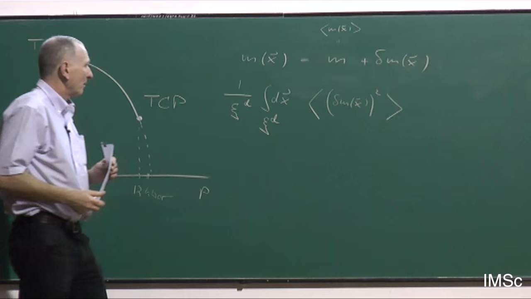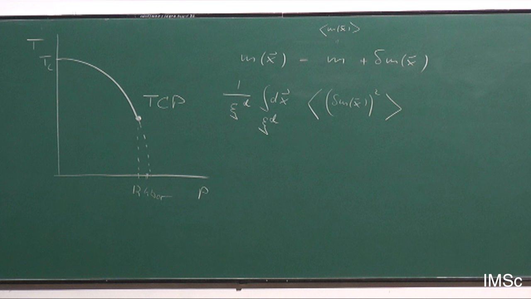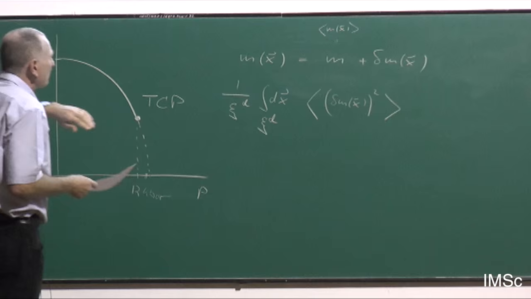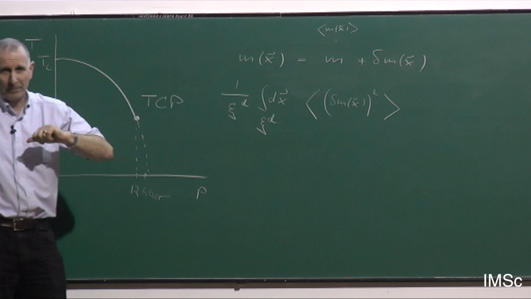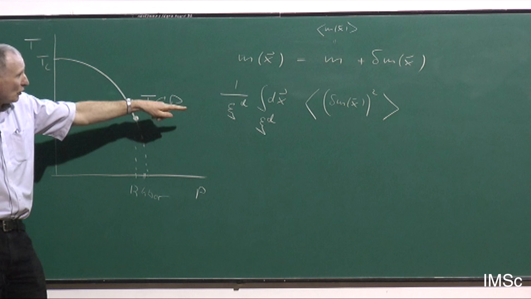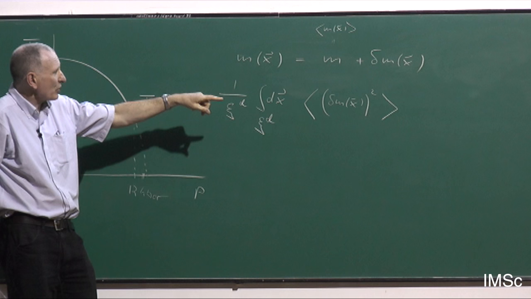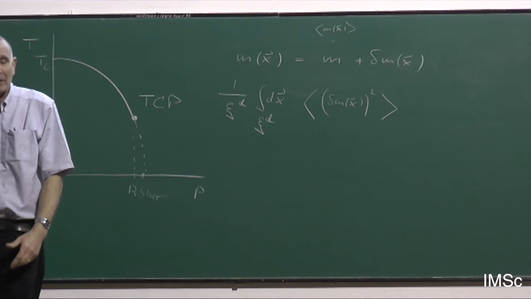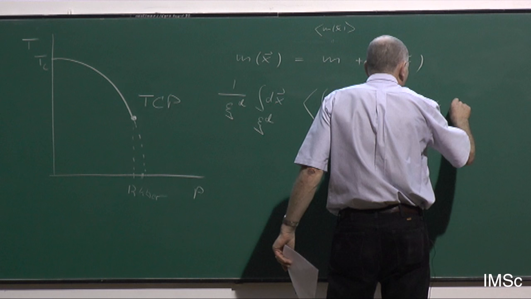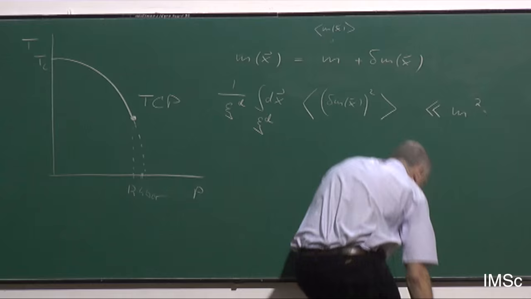So this quantity is a reasonable measure of the strength of the fluctuations averaged over a fluctuation volume. And whether or not these fluctuations are important should depend on how large or small such averaged fluctuations squared are compared to the average value of m squared. If this quantity is much smaller than m squared, then we would expect the fluctuations to not be very important.